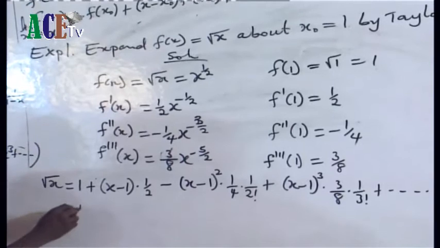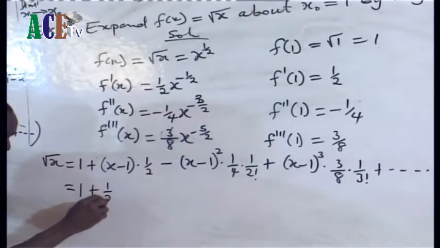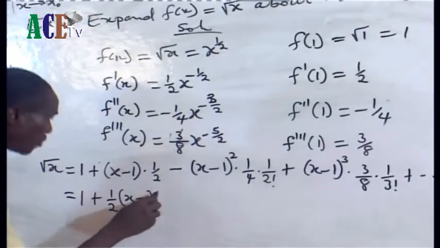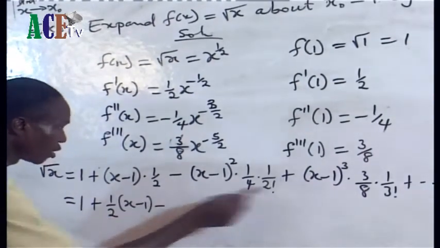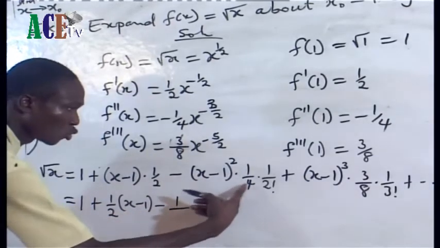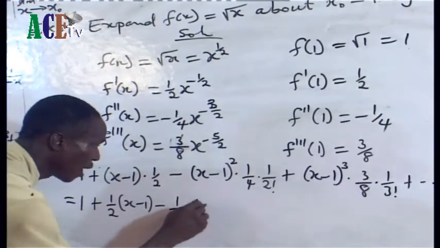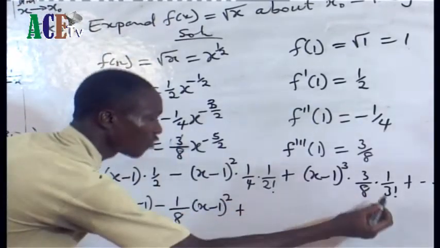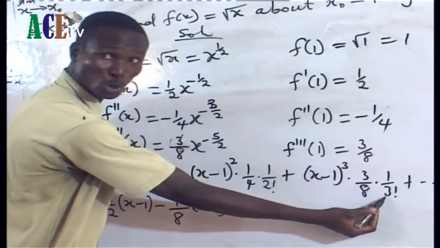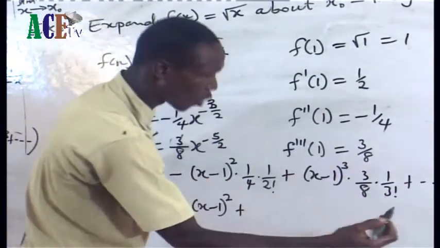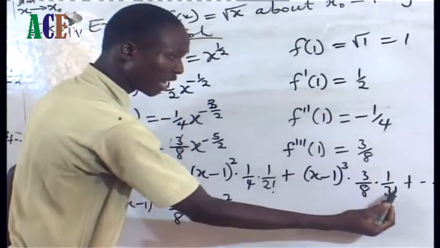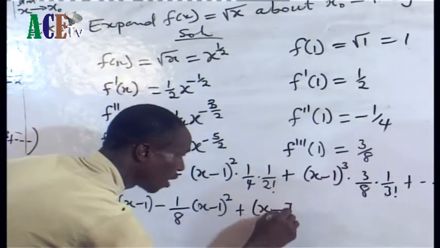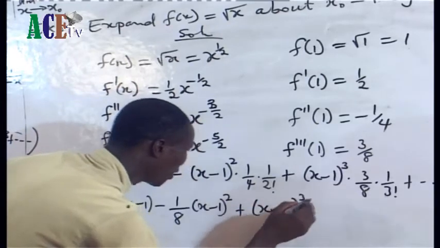Then this one will give me 1 plus 1 over 2 into x minus 1. This one will give me minus 1 over, this one is 2 times 4, 8, x minus 1 squared, plus, this one will give me, this one is 3 times 2 times 1. This 3 will divide this 3. Then I will have 2 times 1. Then the one will give x minus 1 raised to the power 3.